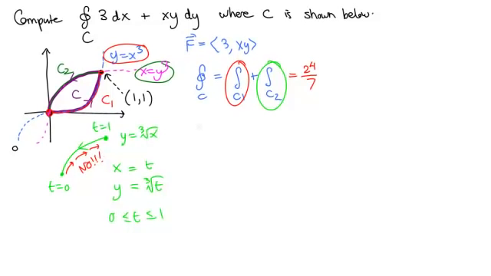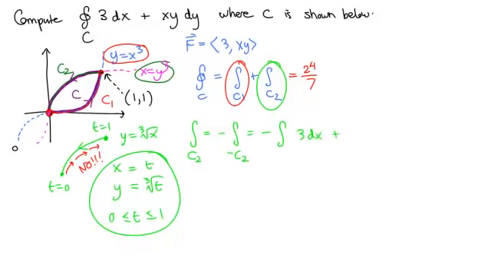But we can use one of our cool properties. Our cool property number 5 said that the integral over C2 is just going to be the opposite of the integral over negative C2. And that's what we've parameterized. We've parameterized C2 in the opposite direction. So we can now use our parameterization given right here, and we'll just keep this extra negative floating out in front. So we're going to have negative the integral of 3 dx plus xy dy evaluated from 0 to 1. And we're going to plug in this new parameterization.